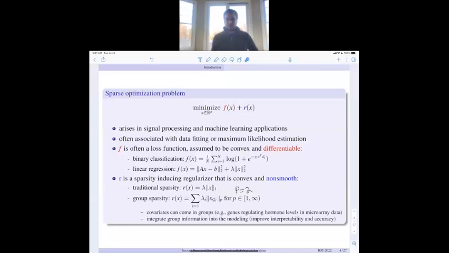This is another place where these group regularizers may come in for particular applications, when you have some reason to believe that certain variables should be grouped together. There are examples where people see improved accuracy, but perhaps as important, the models you get from using these regularizers can be easier to interpret. So these are the problems we're going to be looking at: F plus R, where F is the nice differentiable function, and R is typically non-smooth, but at least convex.